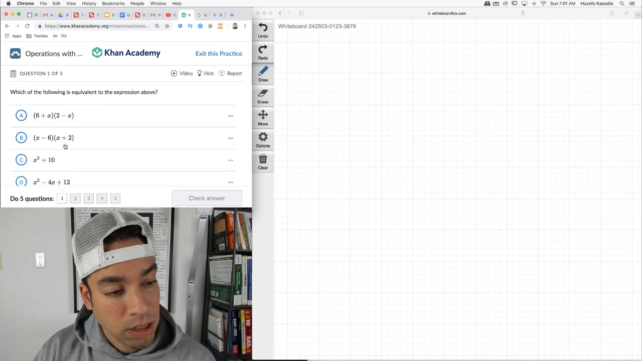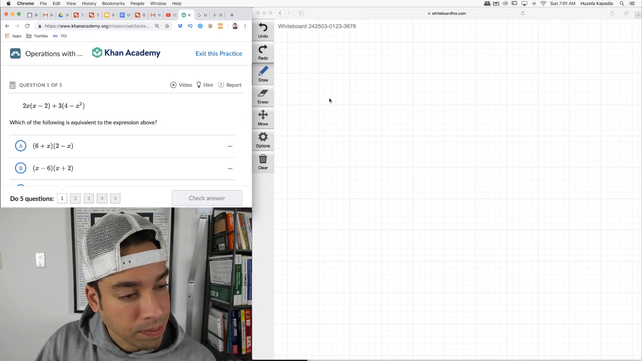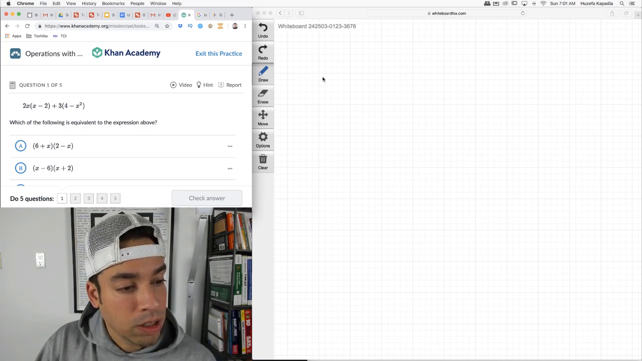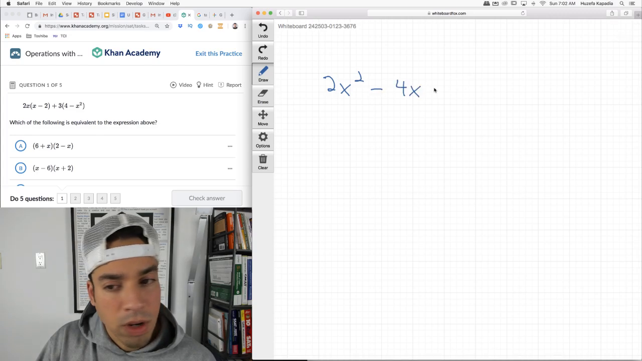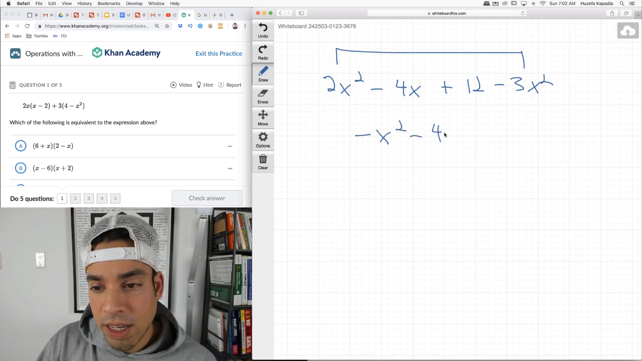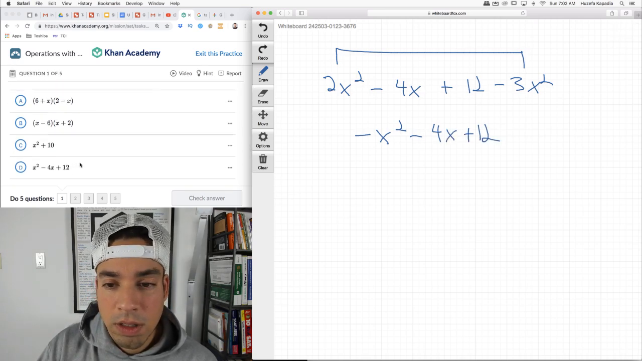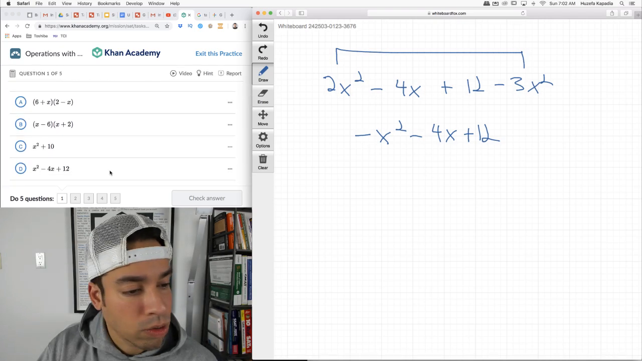I have a feeling it's going to be one of these two up top, but I could be wrong. Let's see. If I distribute this, it becomes 2x squared minus 4x. Then distribute the 3, it becomes plus 12 minus 3x squared. Now we combine like terms, so it becomes negative x squared minus 4x plus 12. Yep, that doesn't exist. It's almost right, but it's a negative x squared, not a positive x squared.